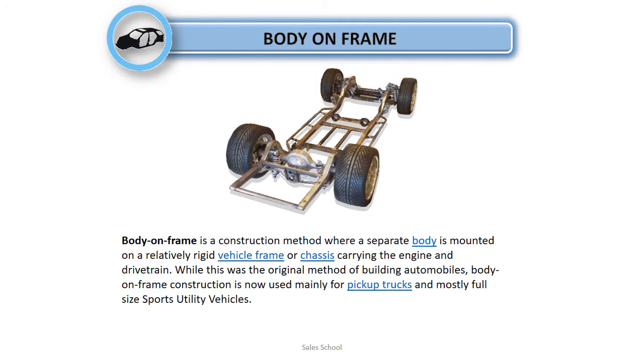Body-on-frame is a construction method where a separate body is mounted on a relatively rigid vehicle frame, or chassis, carrying the engine and drivetrain. While this was the original method of building automobiles, body-on-frame construction is now used mainly for pickup trucks and mostly full-size sports utility vehicles.